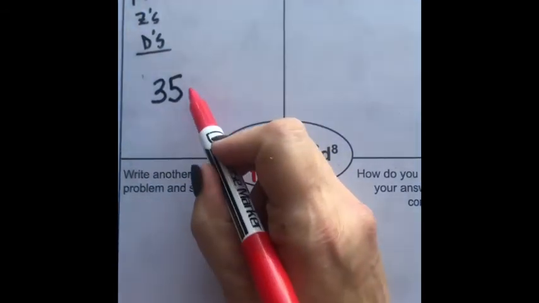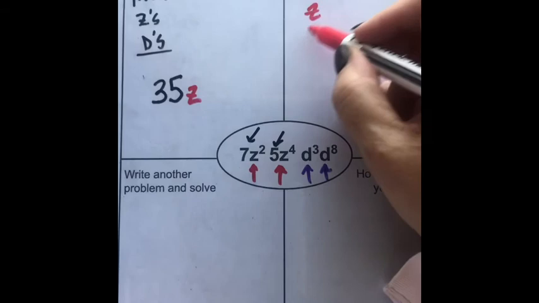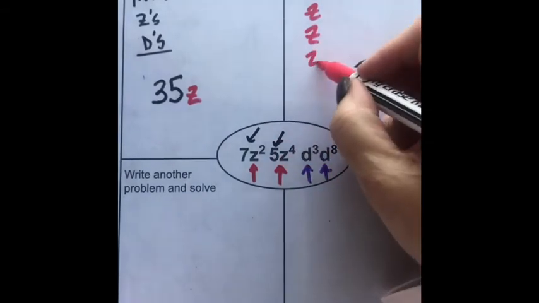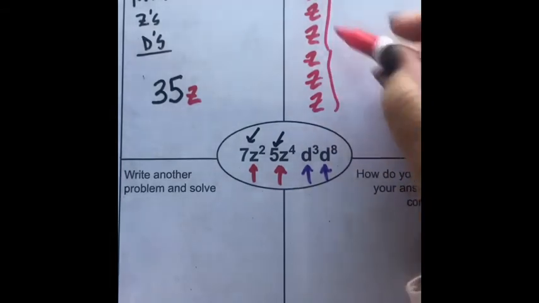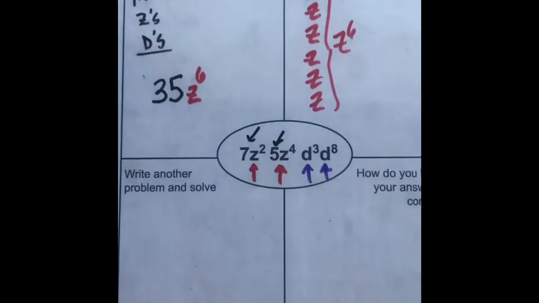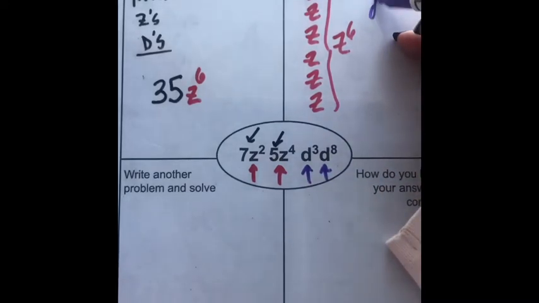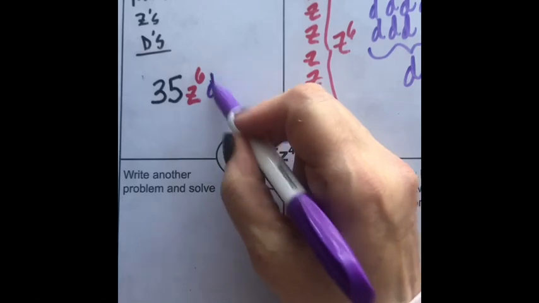So now let me get the z's together, right? And if I show a model of this, here it says that I have 2 z's, and then here I have 4 more z's. 1, 2, 3, 4. So altogether, I can see that I have 6 z's. So I'm going to put a 6 right there. Okay, and we'll do the same thing for the d's. Here I have 3 d's, and here I have 8 more d's. 1, 2, 3, 4, 5, 6, 7, 8. And altogether, I have 11 d's. So I'm going to write d to the 11th here.